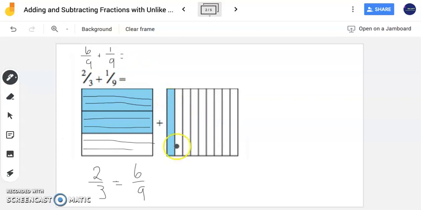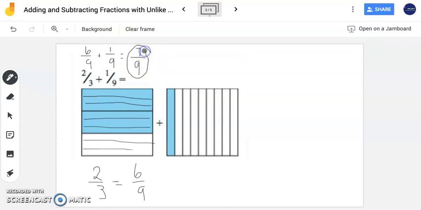We need each piece to be an equal size. Notice this is a ninth, this is a ninth. Everything is ninths that we're adding together. And now that everything has the same denominator, I can simply add my numerators. 6 plus 1 is 7. And my denominator stays the same, so the answer is 7/9.